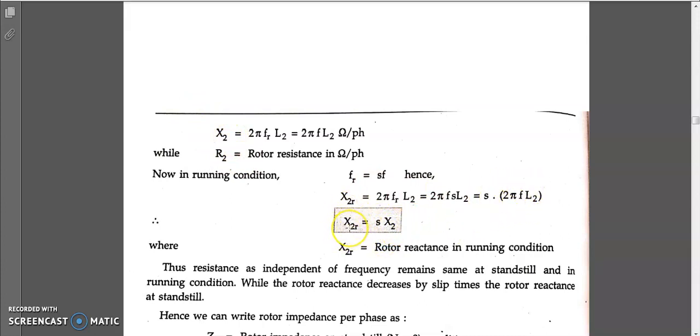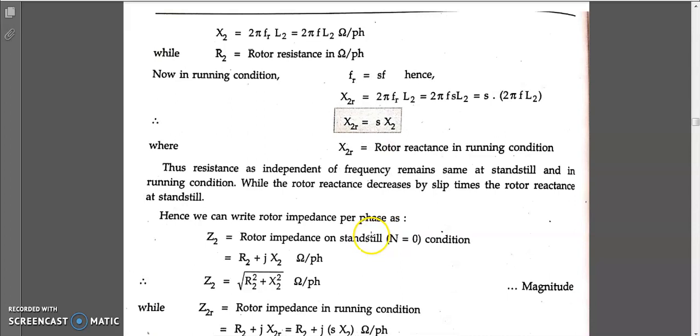Now the reactance of the rotor during running condition, R meaning running, X2R is equal to S times the reactance during standstill. So X2R is equal to S times X2. This relation is similar to the others: Fr is equal to S times F, E2R is equal to S times E2, and X2R is also equal to S times X2. And you can see that resistance is independent of the rotor frequency. It always remains the same whether it is standstill or running condition, but X2R will change its value during running as compared to standstill.